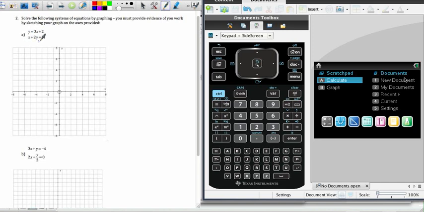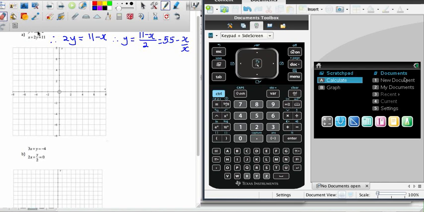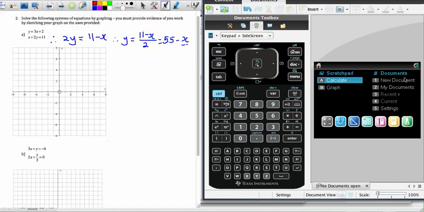What we have to start by doing is rearranging the second equation to isolate y. And so I'll begin by moving the x to the right hand side. 2y is equal to 11 minus x. And then I'm going to divide through by 2. And I'll be left with y equals 11 minus x over 2, which of course can also be written as 5.5 minus 1 half x. Just fix the denominator, minus x over 2.